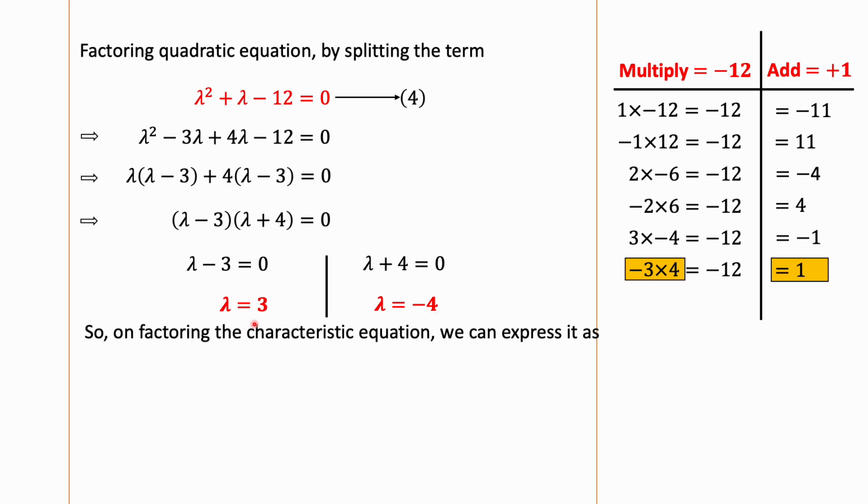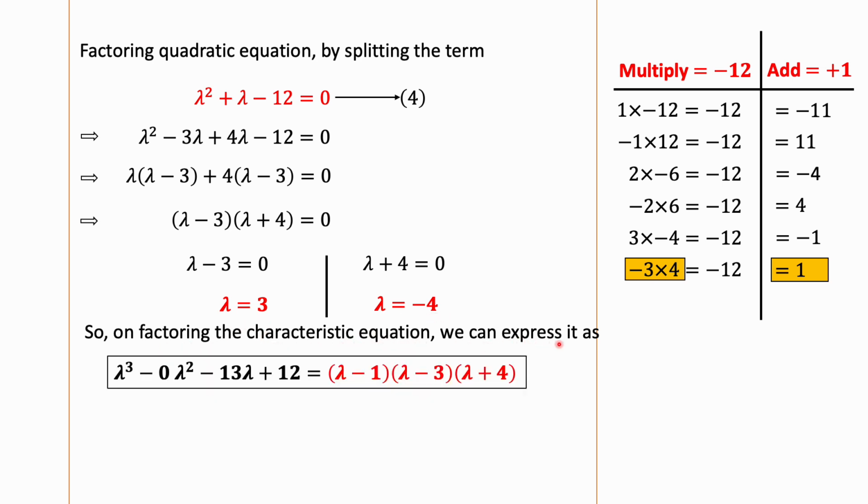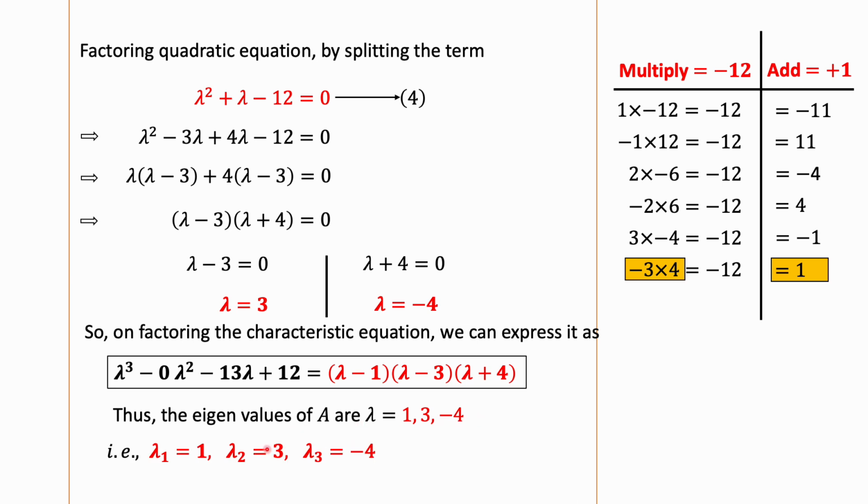So on factoring the characteristic equation, we can express it as lambda cube minus 0 lambda square minus 13 lambda plus 12 is equal to lambda minus 1 into lambda minus 3 into lambda plus 4. Thus, the eigenvalues of A are lambda equal to 1, 3, minus 4. That is, lambda 1 is equal to 1, lambda 2 is equal to 3, lambda 3 is equal to minus 4. These are all the eigenvalues whose values will give the solution 0, right? So these three are the eigenvalues. Step 2 is completed.